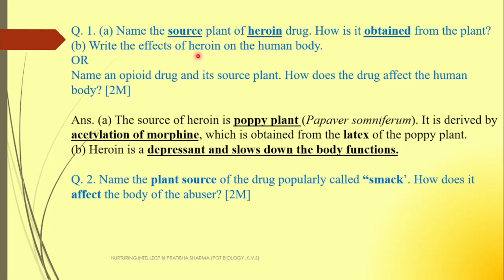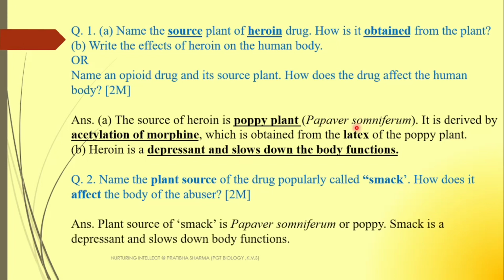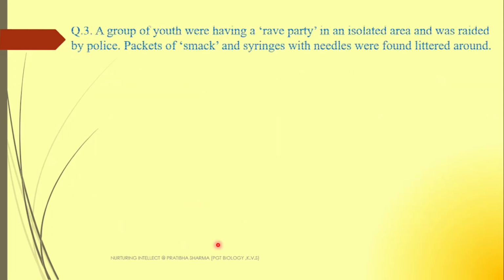The second part is similar to B. Next, name the plant source of the drug popularly called smack. Smack is the other name for heroin. The source plant is again the same, Papaver somniferum. And how does it affect the body of an abuser? It's a depressant and slows down body function.